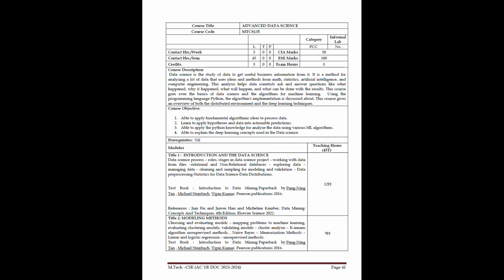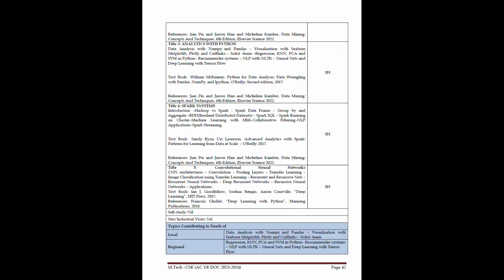Michael Steinbach, and Vipin Kumar, Pearson publication. So title 2 deals with modeling methods or techniques, in which you'll be learning about choosing and evaluating models, mapping problems to machine learning, evaluating clustering models, validating models, cluster analysis, k-means algorithm, unsupervised methods, naive Bayes memorization methods, linear and logistic regression, unsupervised methods. The same textbook which is followed in Title 1 is followed here.